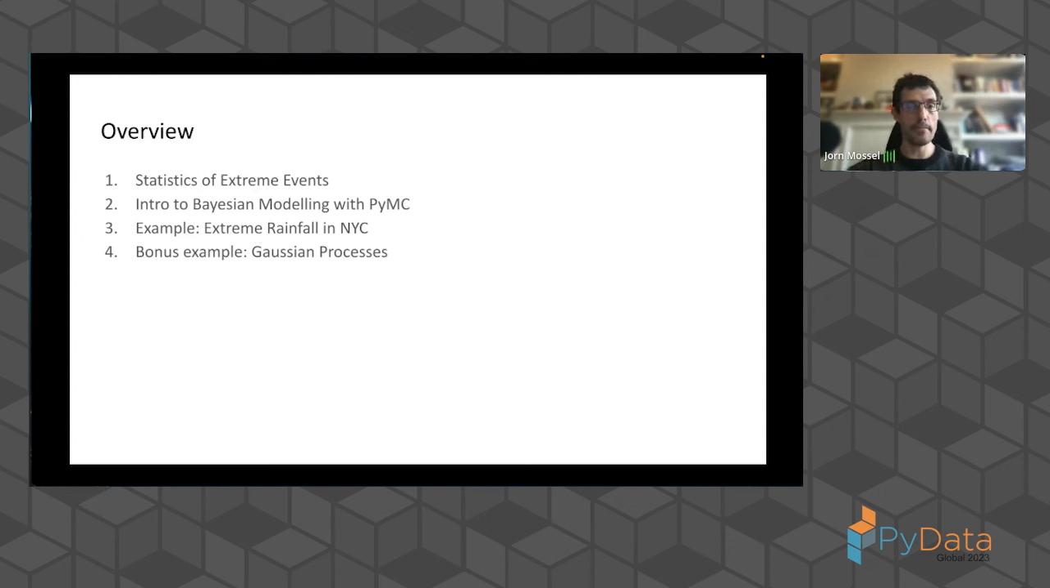And then, a bit as a bonus, a slightly more complex example where I'm going to use Gaussian processes. Earlier this conference, I think on day one, we already had a great talk about Gaussian processes, so I'm not going to redo that. I'm just going to apply it. So let's take it from here.